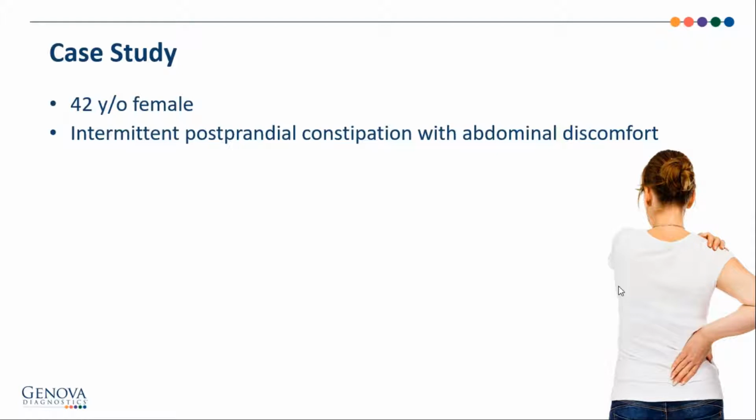But let's look at this case study. So here we have a 42-year-old female. She complains of intermittent postprandial constipation with abdominal discomfort. So she eats a meal, she gets abdominal bloating, and she complains of constipation. And she has difficulty gaining weight. We would describe her as thin and frail.